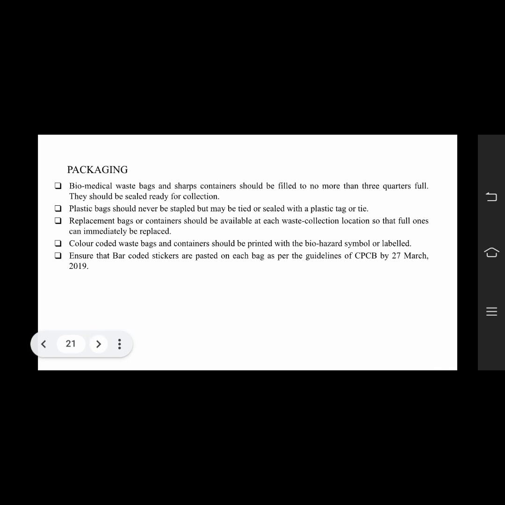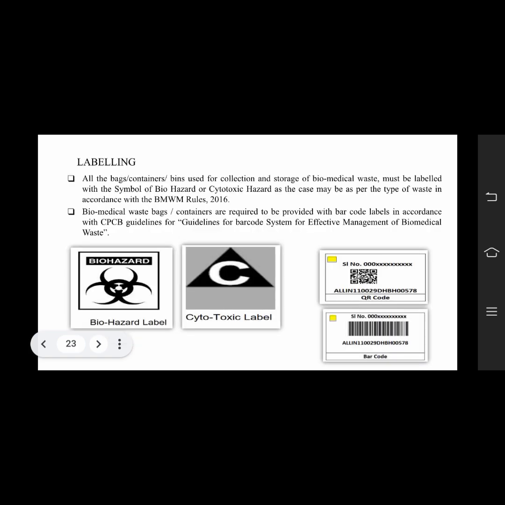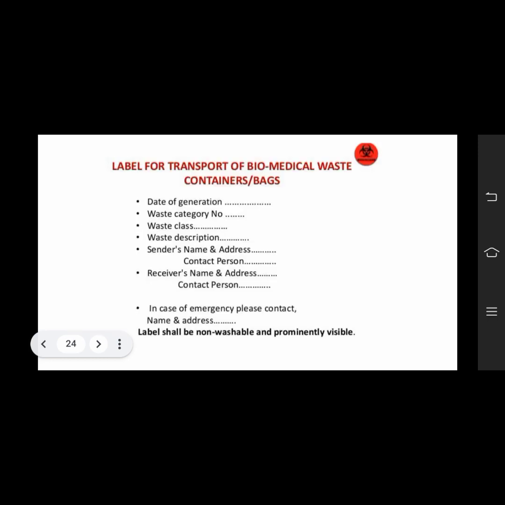there will be different color coding for these ways to pack, like all these colored bins or bags. Then we have to label properly whether these are cytotoxic or hazardous waste. We also have to label for transport. For transportation, we have to label it carefully: the date of generation, the categorized waste, all these things you have to label properly.